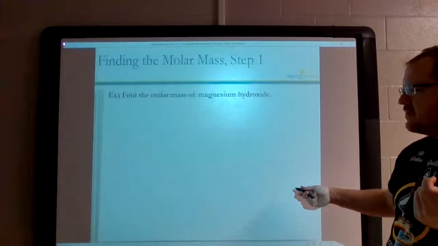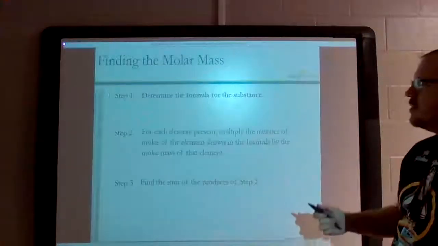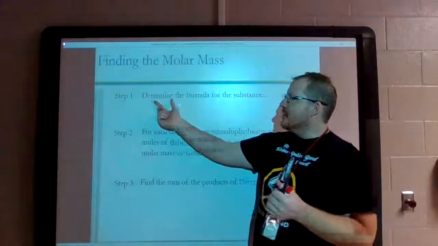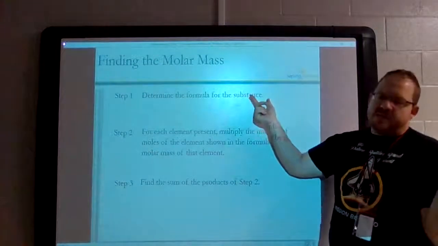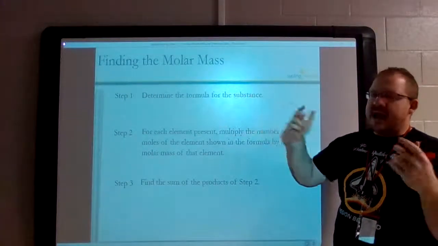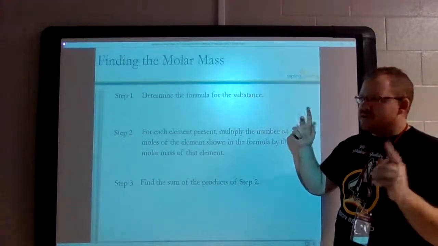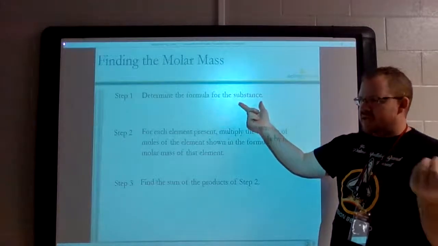Now, they have 3 steps for finding the molar mass. So step 1, you're going to determine the formula for the substance. I need a formula. If I don't have a formula, then I don't know what to add together. So step 1 is always find the formula. Sapling should give it to you.